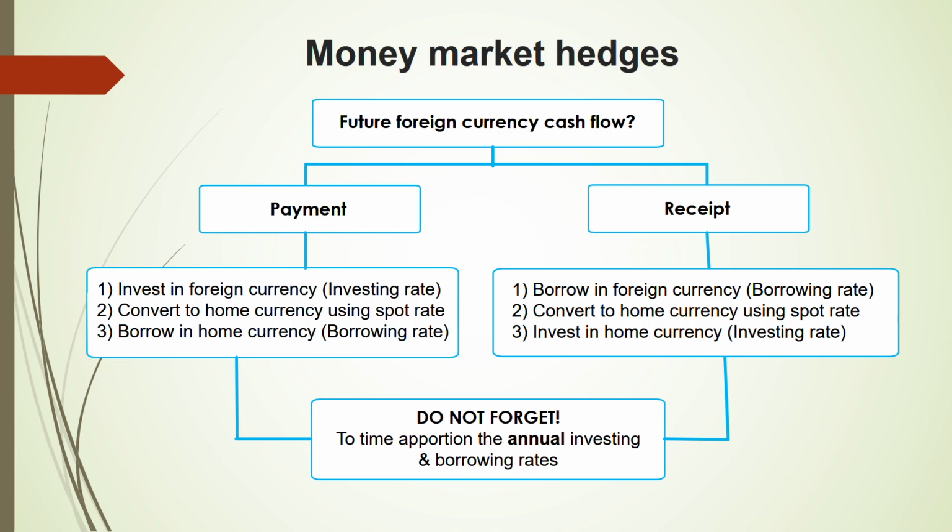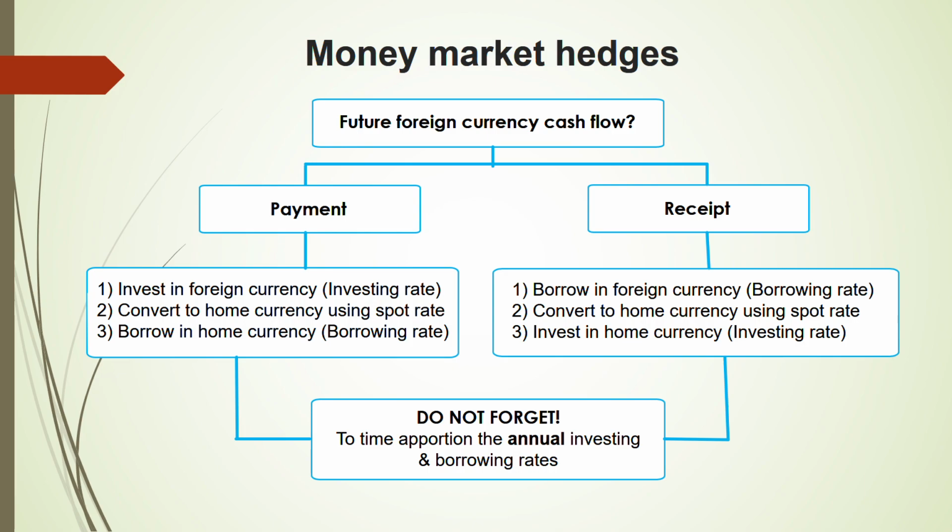But the interest rate, whether it is investing or borrowing, is given to you as an annual rate. So you have to time apportion this. I've highlighted annual also. The rate which they give, even though they say 3-month rate, they are still giving the annual rate. That annual rate for 3 months they are telling. But you need to find out the 3 month or 4 month, depending on the hedging period. For both investing and borrowing, you have to do the same thing.